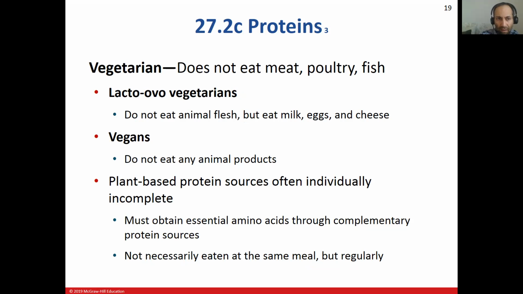Then you have lacto-ovo vegetarians that do not eat animal flesh, but they will consume dairy products and eggs, and of course vegetables, right? Then you also have pescatarians, which I myself am for the most part, right? They consume fish or seafood and vegetables. Fish and vegetables are on the menu for pescatarians.